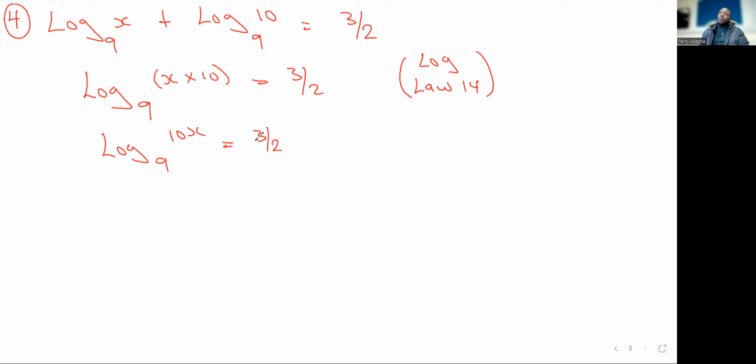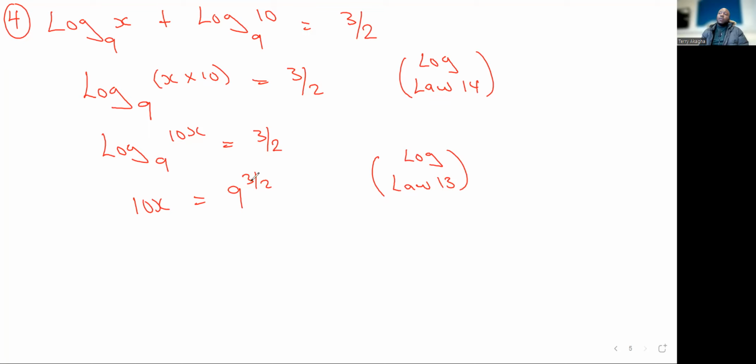All right. So I can get rid of this log by converting it to index form. That's law 13, which was the index to logarithm law. So it will be 9 raised to the power 3 over 2 will be equal to 10x. So 10x is going to be equal to 9 raised to the power 3 over 2. Basically, I can write the law here, so that it's easy for you to understand when you're revising. So this is the law here, law 13, the index to logarithm law.